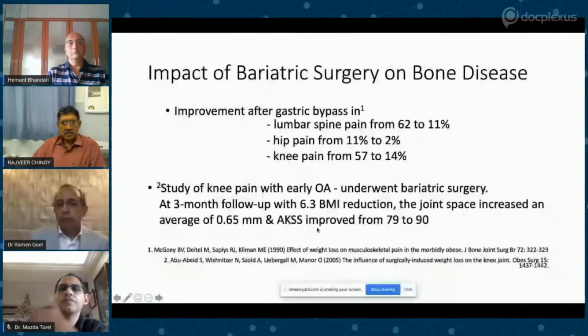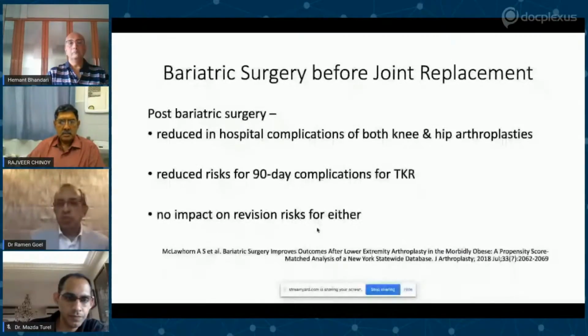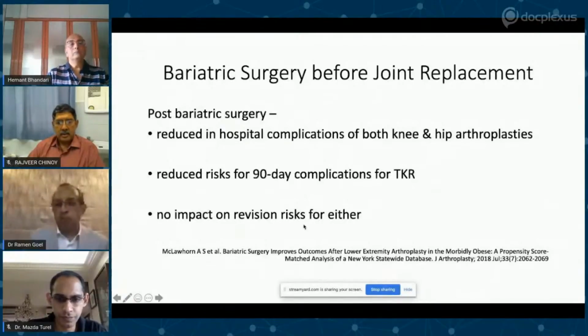So I think bariatric surgery has a lot of role to play in those patients who have mild or advanced symptoms of joint pains. Now, post-bariatric surgery, there is reduced hospital complications after joint replacement in both knee and hip joints, reduced risk for 90 days complications for the knee replacement specifically, though there was no impact on revision risk for either the knee joint or for the hip joint.